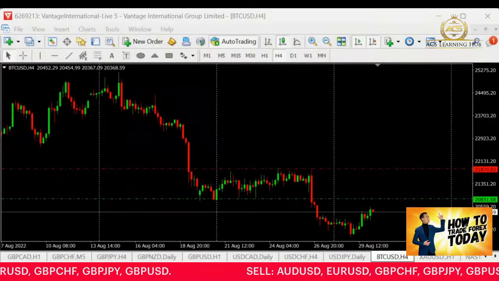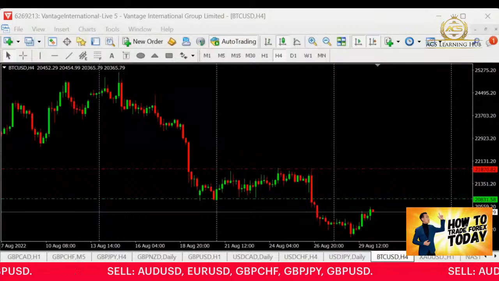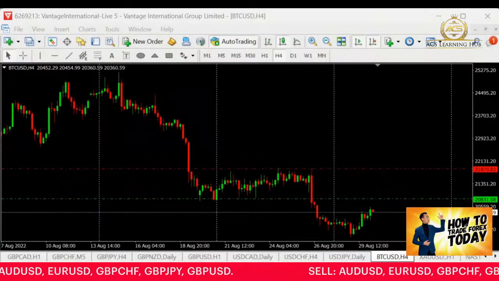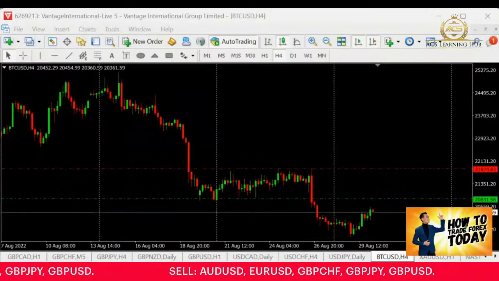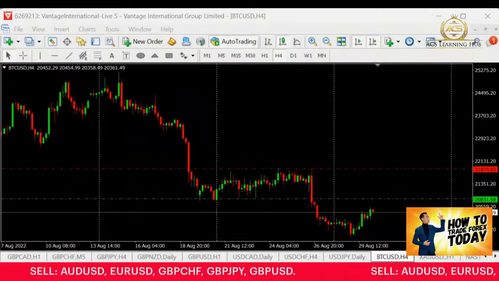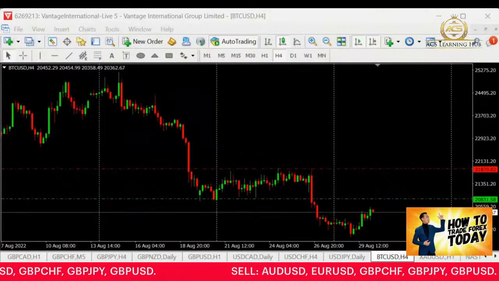If there's a necessity for us to wait for a retracement, then just wait. Be patient, so that we can get our profit in a very consistent way.